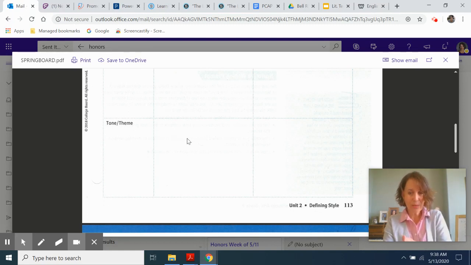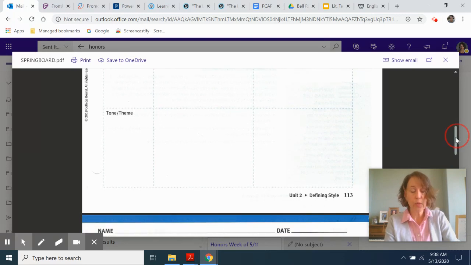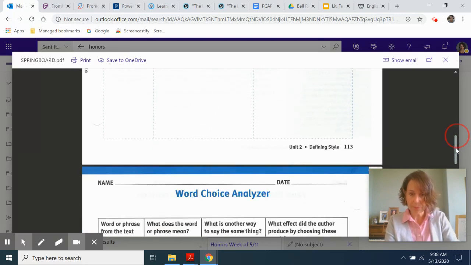And next week's assignment, you're going to write an actual short reflection on theme. For your process today, you're just going to put what the theme is and what the effect is, or what it does for the piece of literature. Next week, you'll write about it. You'll prove that it's the theme.